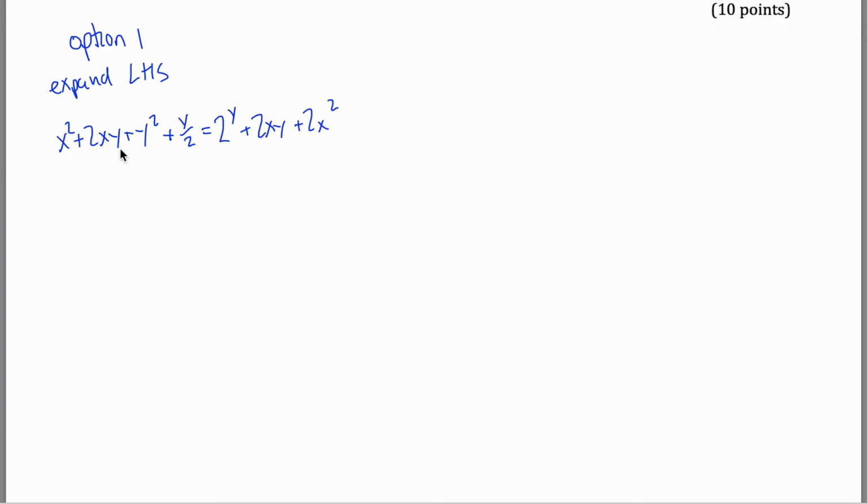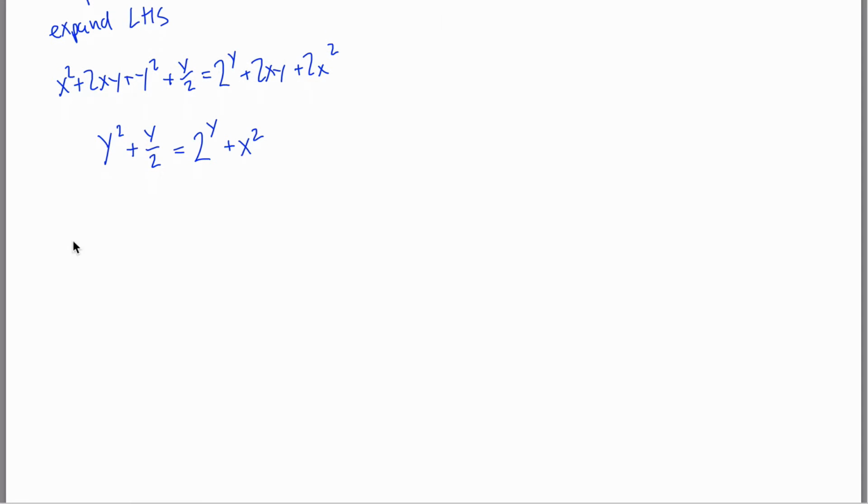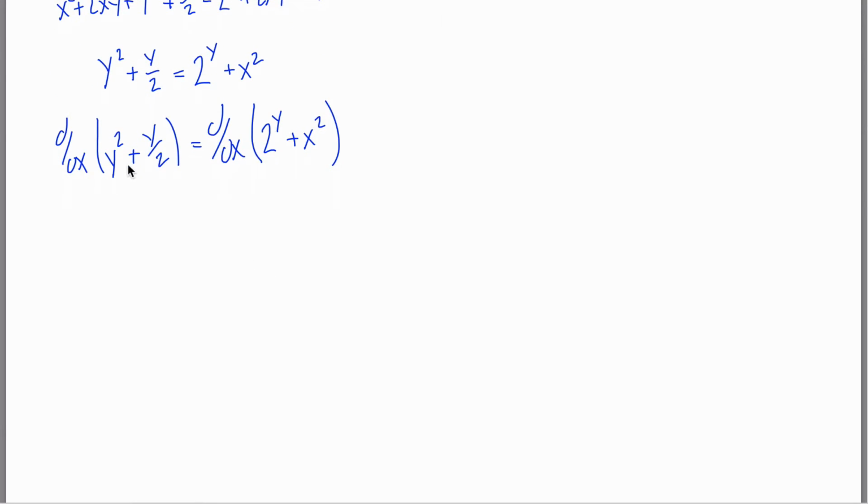Note that I could subtract 2xy from both sides of the equation, and I could subtract an x squared from both sides of the equation, and I would get y squared plus y over 2 equals 2 to the y plus x squared. Subtracted that from both sides and then got rid of one of those. And now I can take the derivative of both sides. The derivative of y squared plus y over 2 is equal to the derivative of 2 to the y power plus x squared. So the derivative of a sum is the sum of the derivatives. So I take the derivative of each part individually.